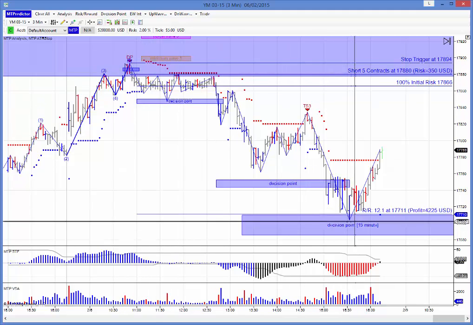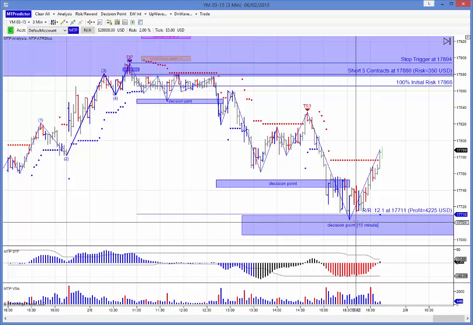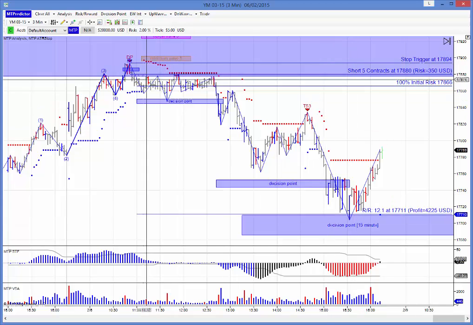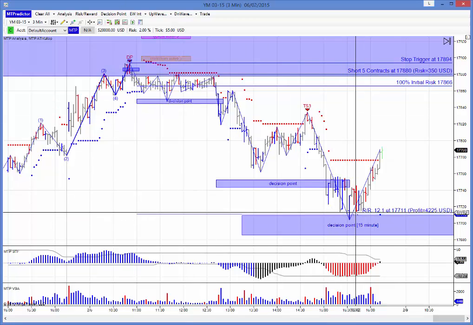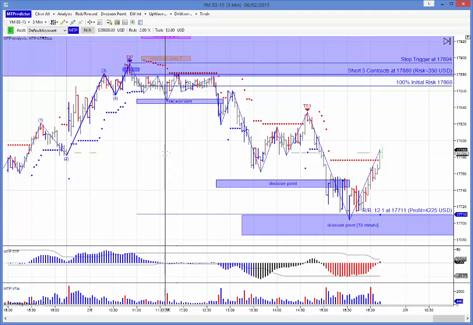The market came down here. Your higher time frame DP 15-minute support level nailed the low of the day. So a trade from pretty much the high of the day to pretty much the low of the day. I mean, absolutely fantastic. You couldn't do better than that.